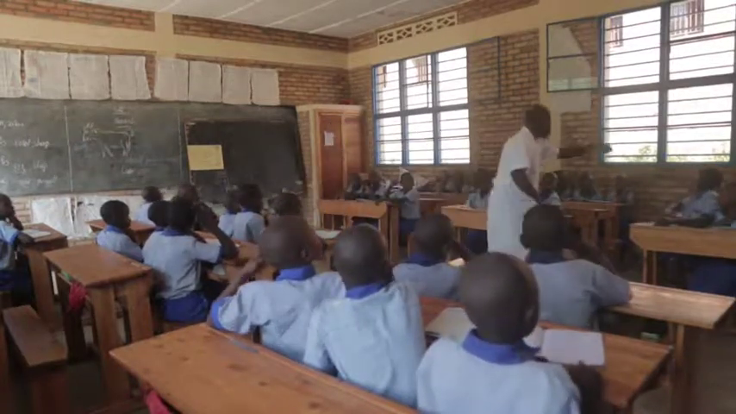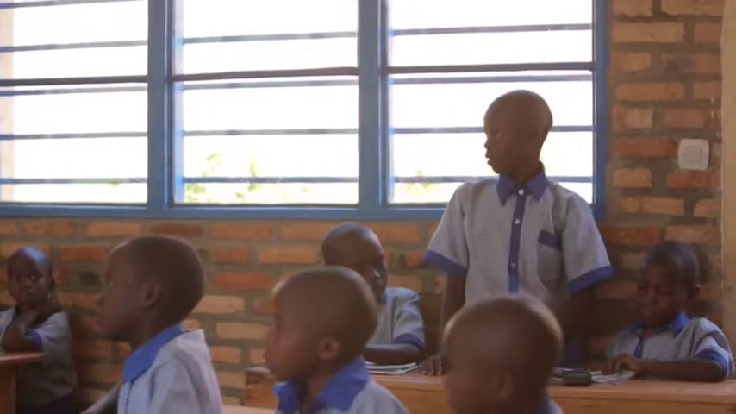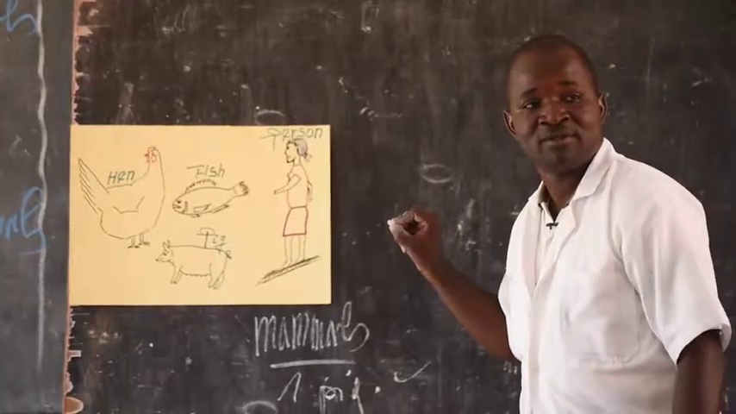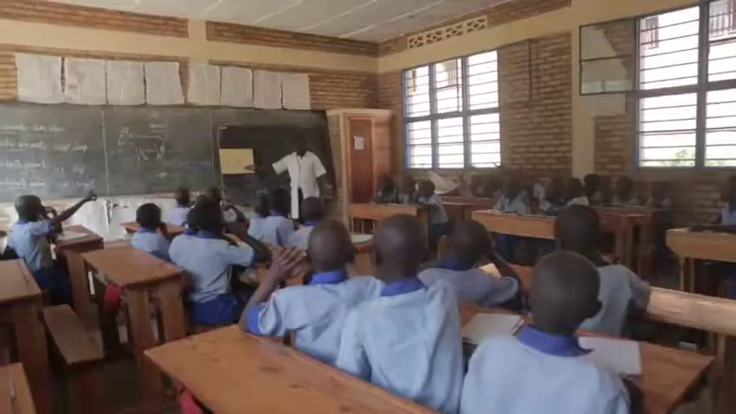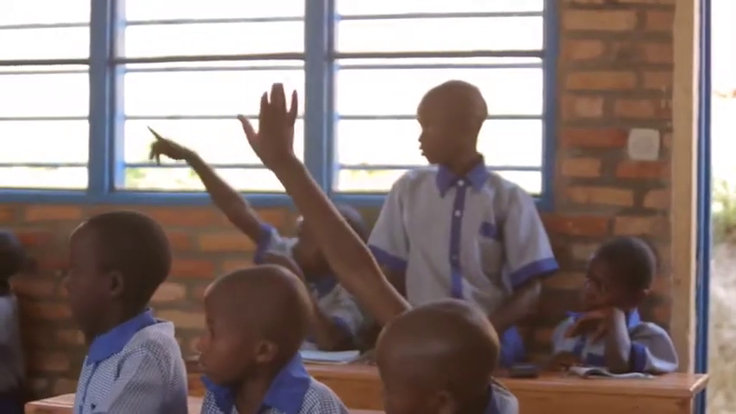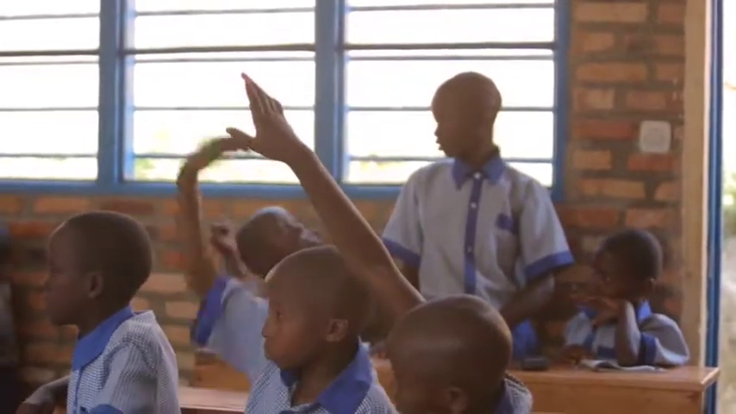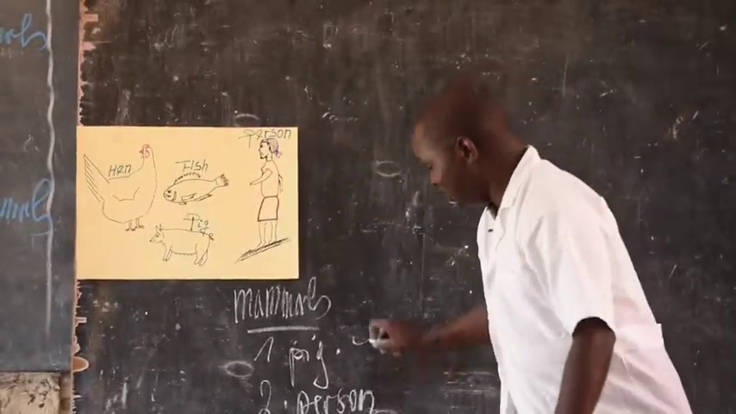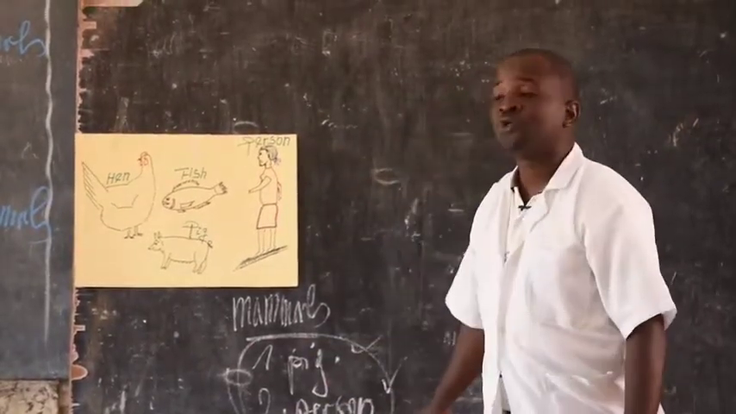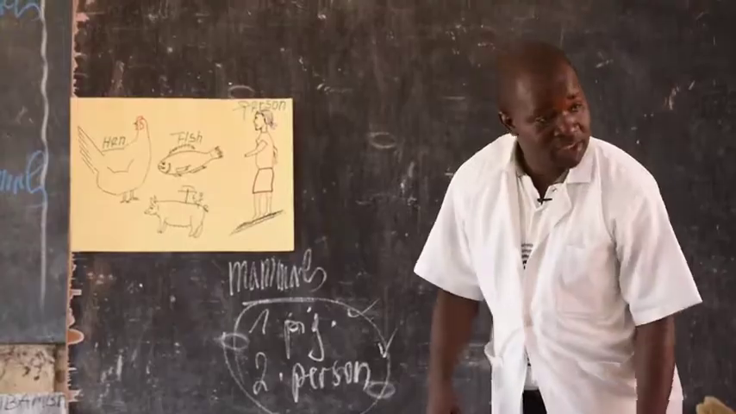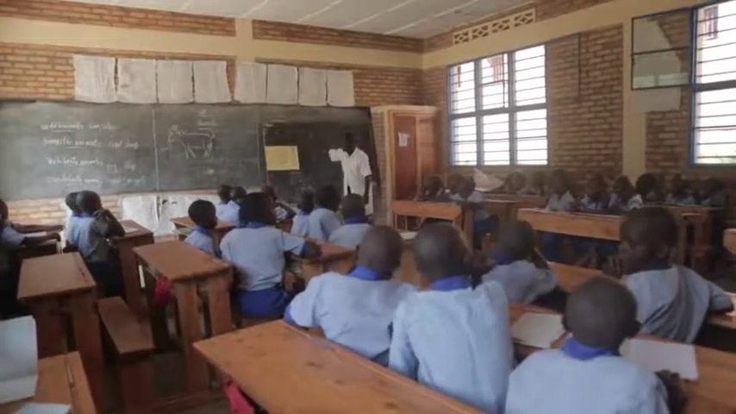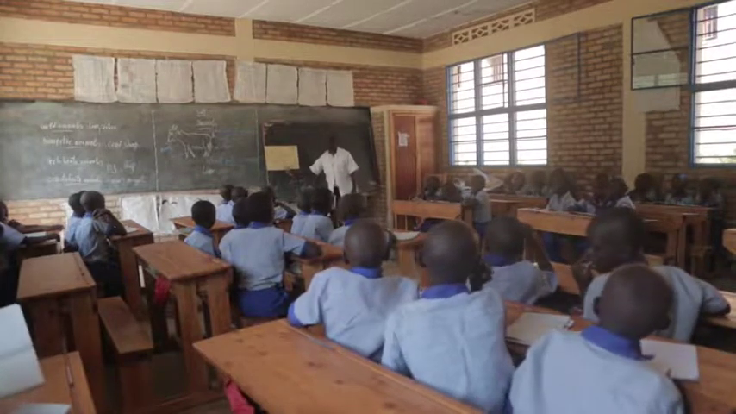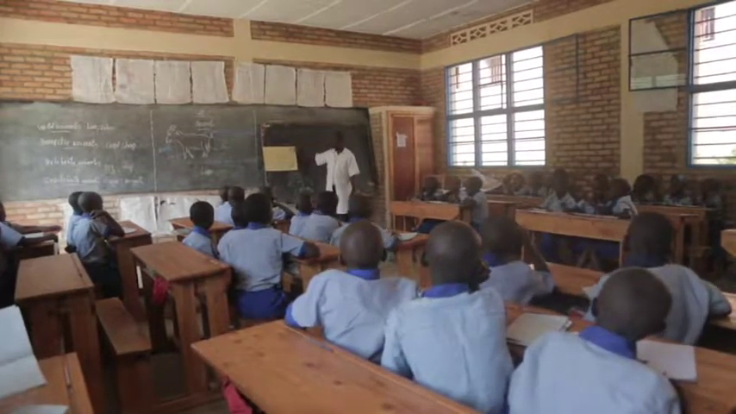Let's continue with this group. Okay, you give us an example of a mammal here. Pig. Pig was said. Cow? There is no cow there. Okay, that means the mammals are those two only. Are we together? Yes. There is not another mammal there. Among these four animals, the mammals are pig and person.